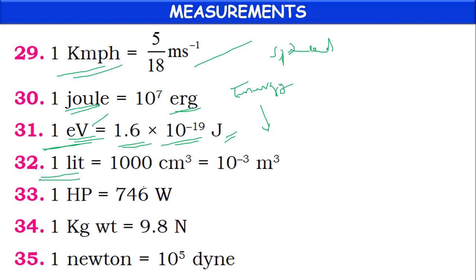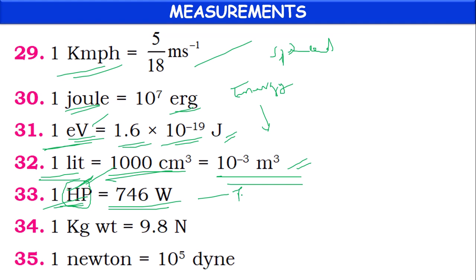1 liter, 1000 centimeter cube, or 10 power minus 3 meter cube. 1 HP, horsepower, means motor engines. Their power is measured with the help of HP, horsepower. 746 watts. These are the units of power. Power means work by time. How much work we are doing in how much time.